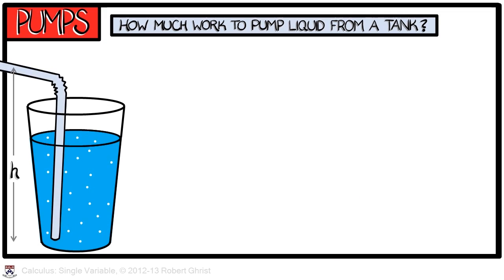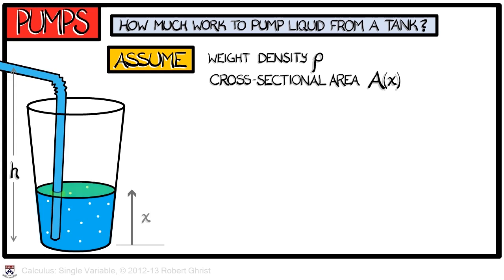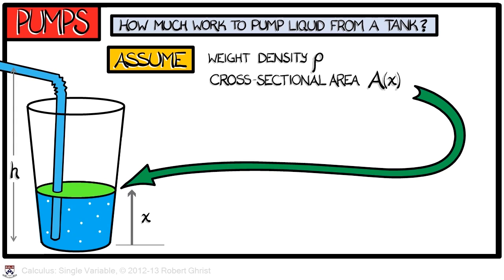Let's look at a slightly different example, this one involving liquids and pumping. How much work does it take to pump liquid from a tank? Let's say you pull it up and pump it out at a height of h from the bottom of the tank. How would you compute the work done in this case? We're going to have to make a few assumptions. First of all, let's assume a constant weight density, rho, for our fluid. Then our tank is going to have some cross-sectional area, A, as a function of x, where x is, let's say, distance from the bottom of the tank.